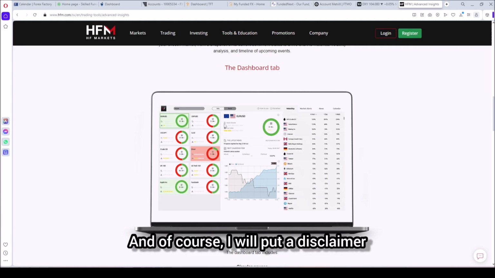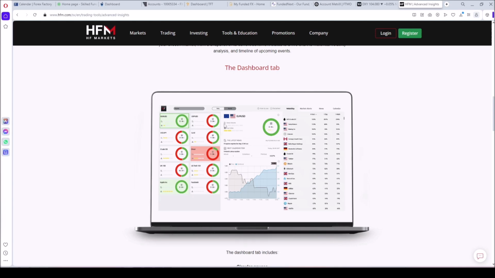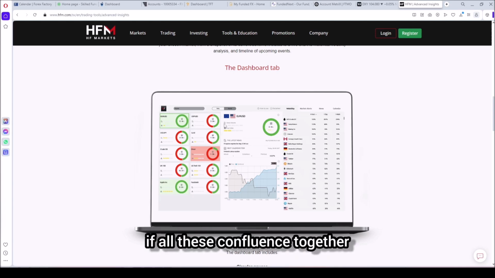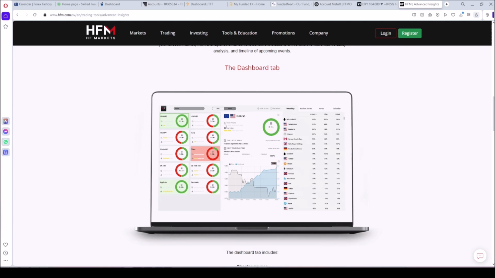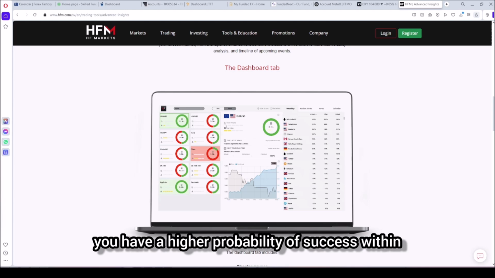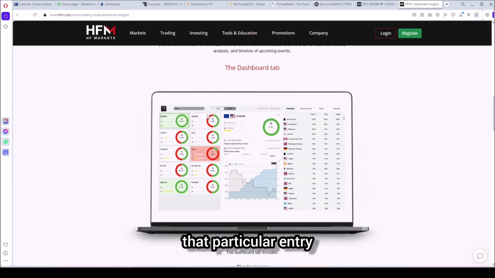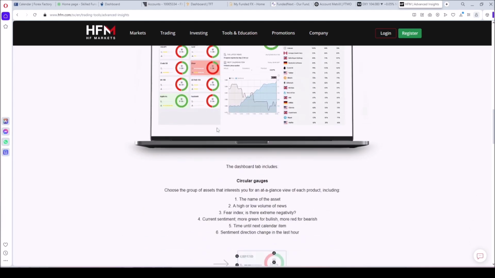And of course, I will put a disclaimer that that won't be 100%. The market can do otherwise. But we are saying if all these confluences come together and tell you one thing, you have a higher probability of success within that particular entry.